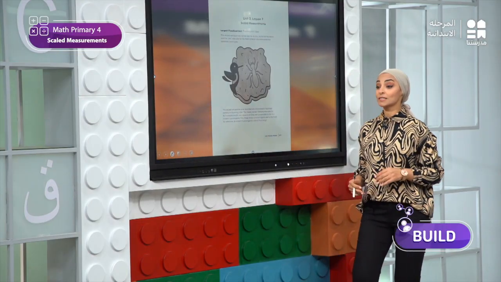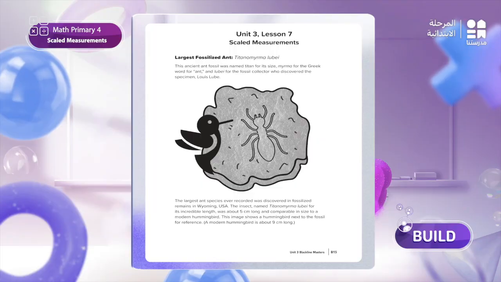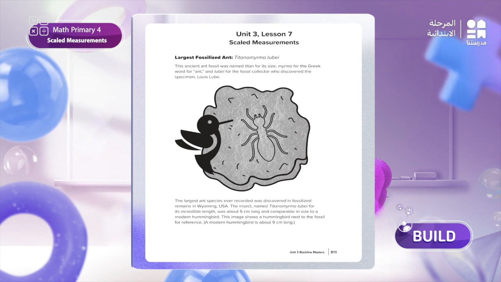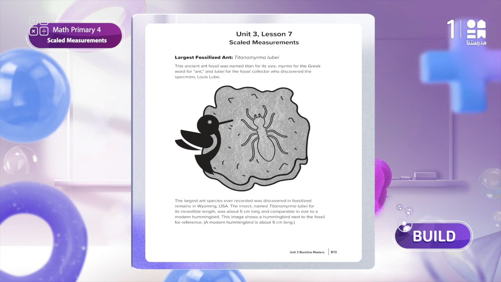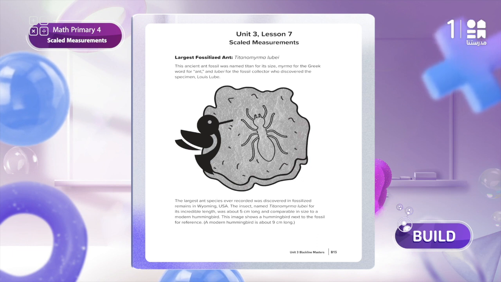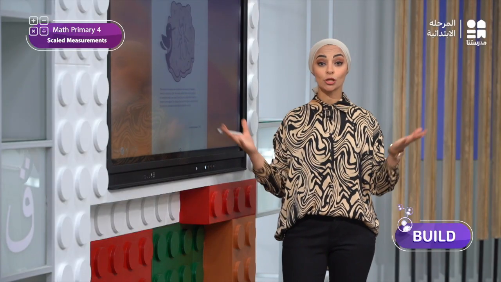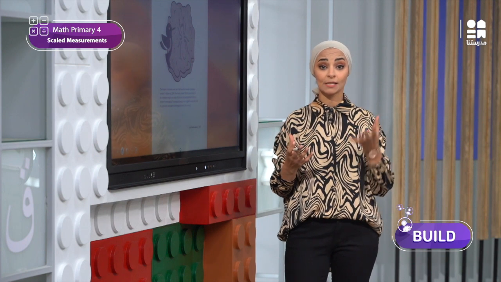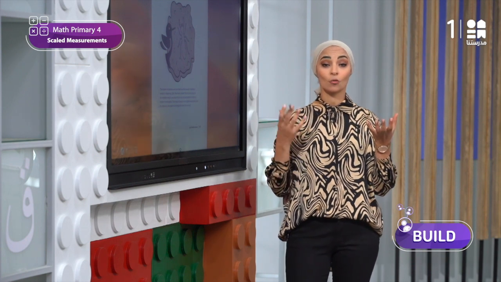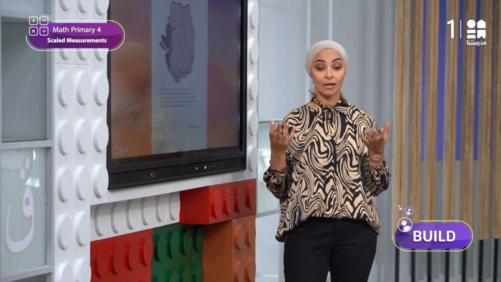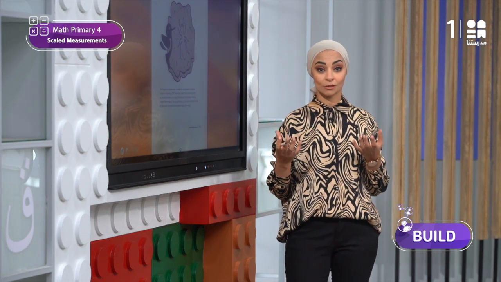Let's see. Now let me ask you a question. What about the longest ant you have ever seen? What was the longest ant you saw? For me, the longest ant I have ever seen was 2 centimeters long. You can see this picture of the largest fossilized ant. Fossilized ant means a petrified ant. It was discovered and its length was 5 centimeters. This ant was so huge that scientists compared its length with the length of the hummingbird. The hummingbird's length was 9 centimeters long.